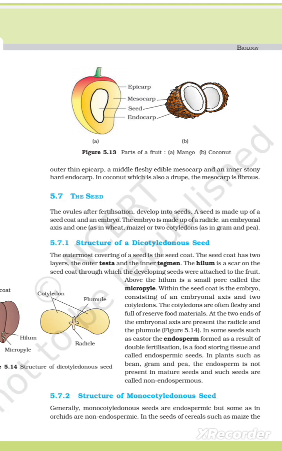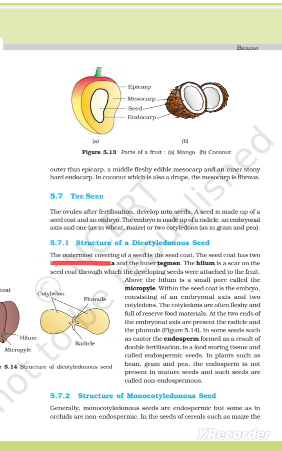5.7 Seed. The ovule after fertilization develops into seed. A seed is made up of a seed coat and an embryo. The embryo is made up of radicle and embryonal axis and one cotyledon, as in wheat and maize, or two cotyledons, as in gram and pea. 5.7.1 Structure of a dicotyledonous seed.